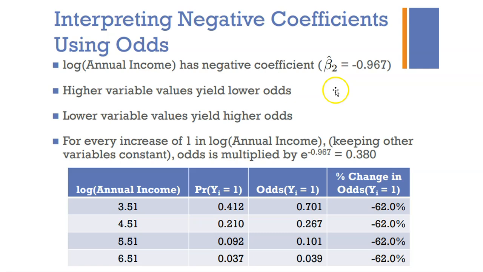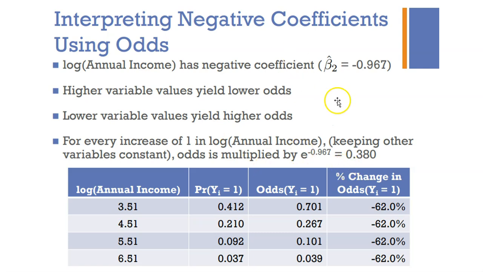The opposite, if beta is negative, like the log of annual income. The higher variable values yield lower odds. Lower variable values yield higher odds. For every 1 unit increase in annual income, keeping all other variables constant, odds is multiplied by e to the power negative 0.96, which is almost 0.38.